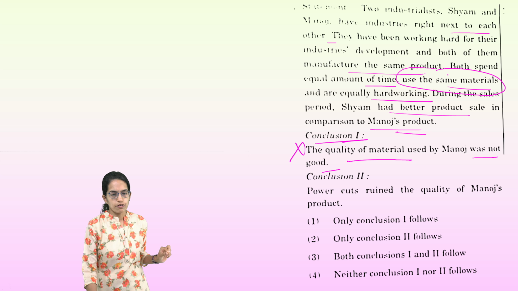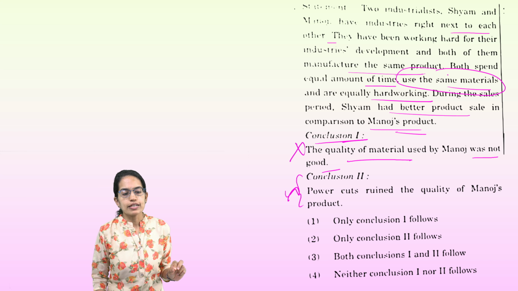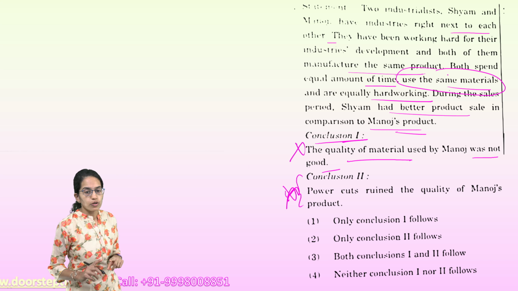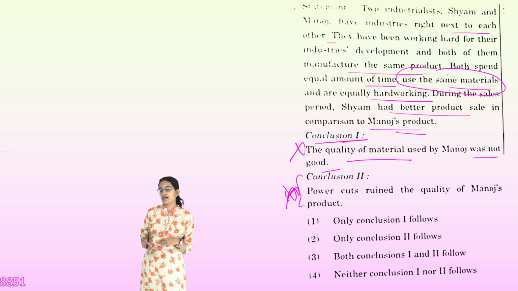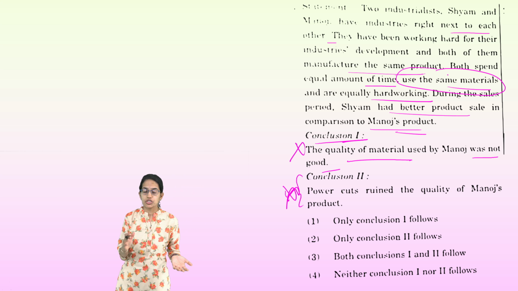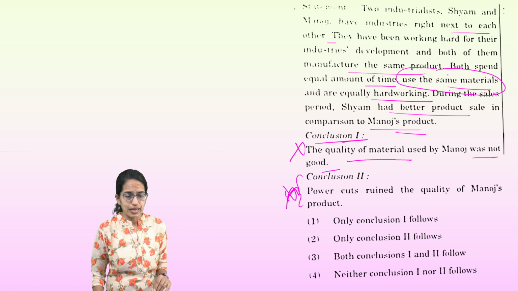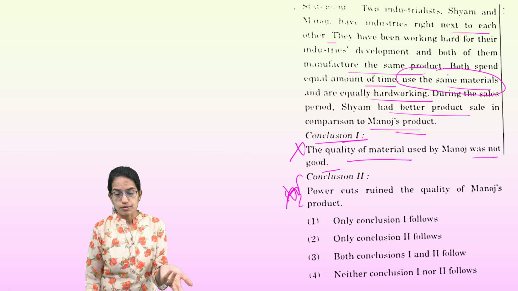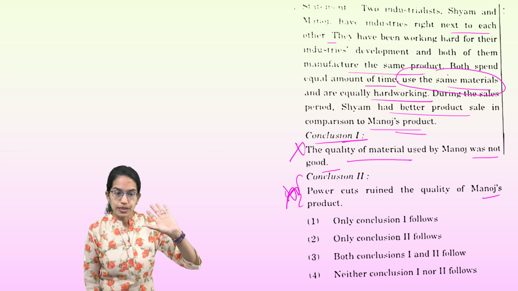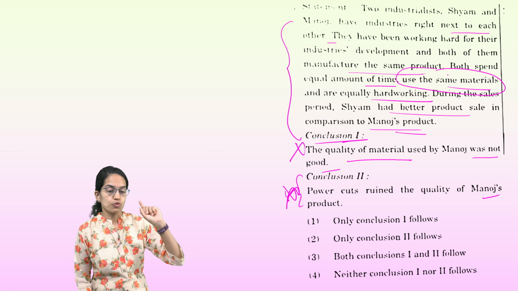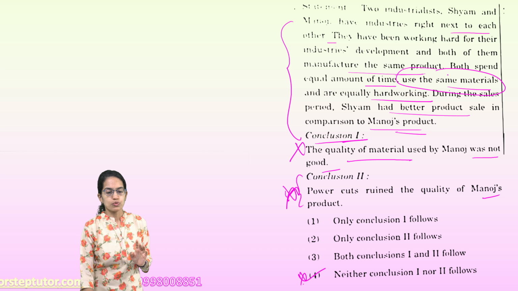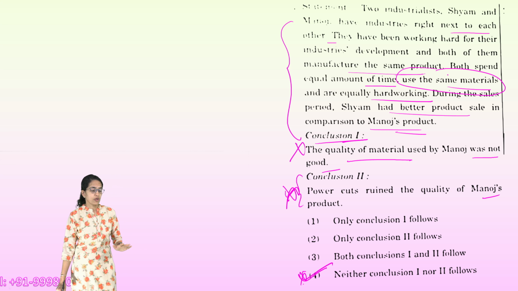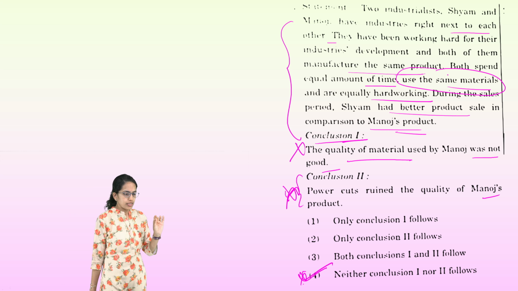The second conclusion says that the power cut ruined the quality of Manoj's product. We don't know whether it was the power cut or any other factor because of which Shyam has better sales. It could be because Shyam is doing more marketing, it could be because Shyam has more networking, it could be anything else. It could be the case that Manoj had a power cut, but that has not been proved in the given information, so we cannot consider that. So here neither conclusion 1 nor conclusion 2 would be the answer. So none of them follows is the correct answer.